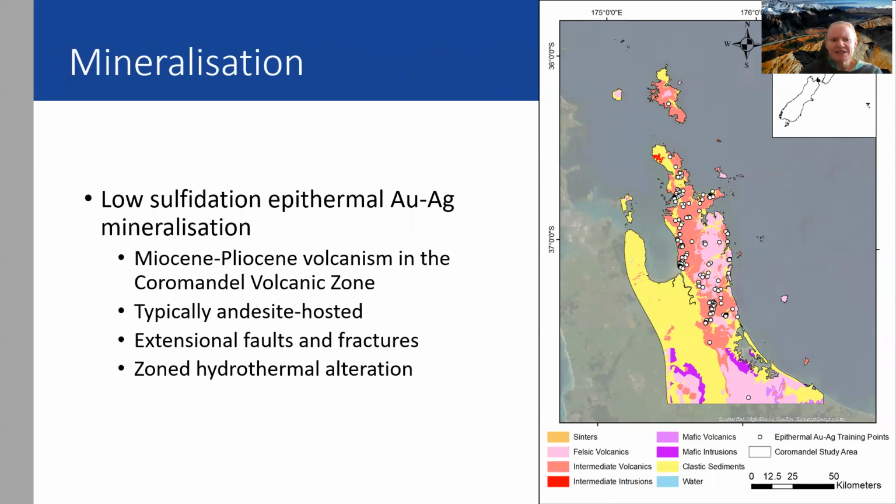So the mineralisation, we're looking at low sulfidation epithermal gold mineralisation, which is related to the Miocene-Pliocene volcanism in the Coromandel volcanic zone. It is typically andesite hosted and related to extensional faults and fractures. And the mineralisation also typically shows a zoned hydrothermal alteration signature.